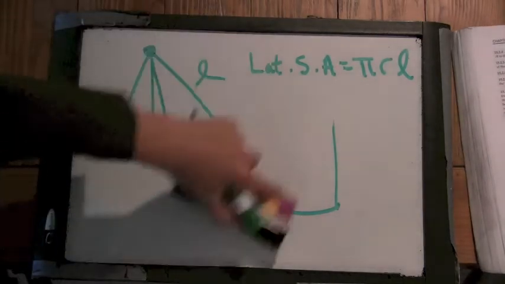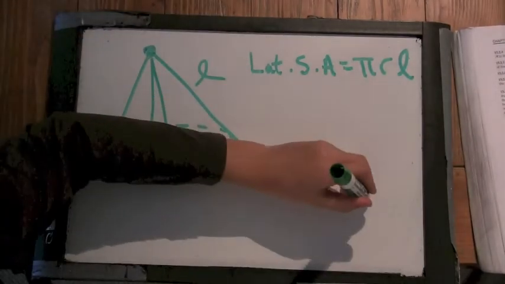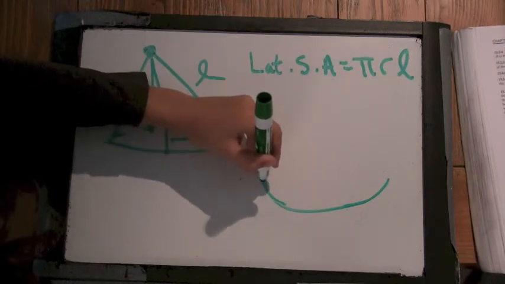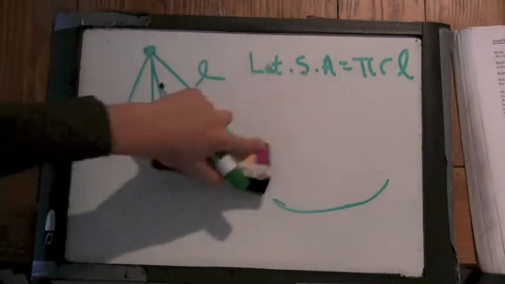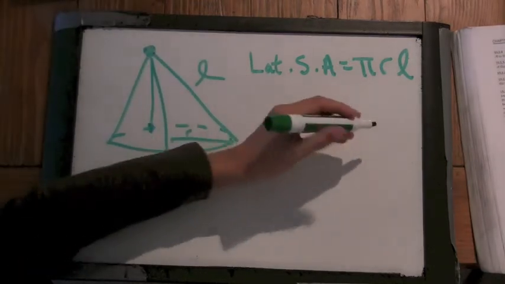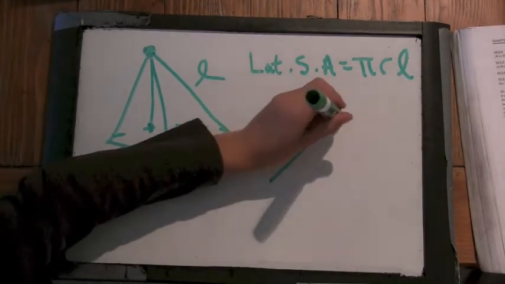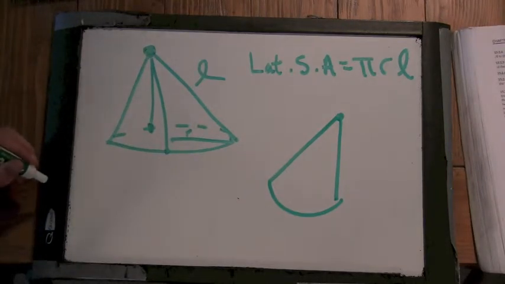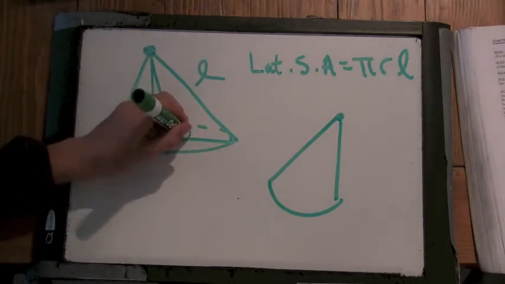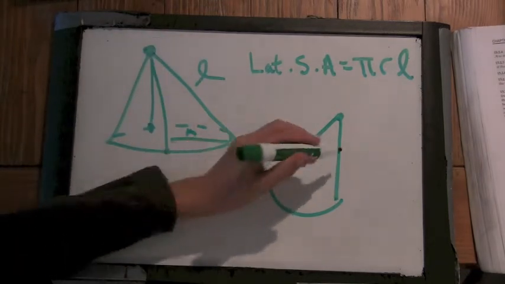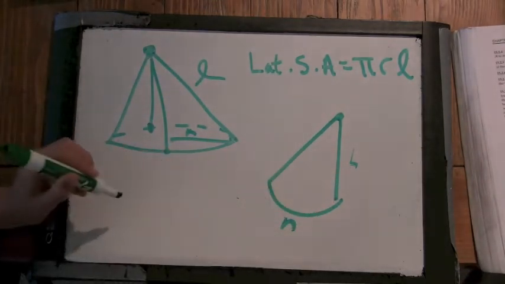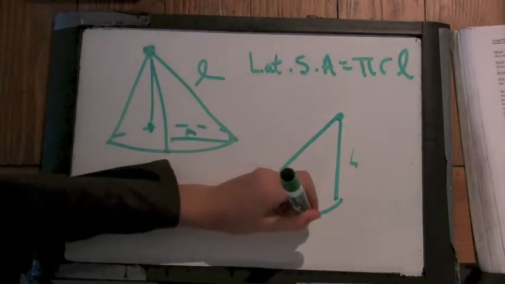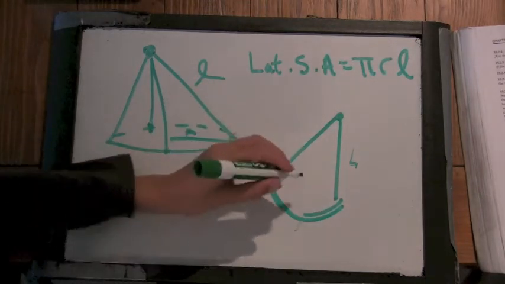So, let's draw this. It's tricky to draw. Yeah, that's a good way to do it. Okay, so you get a wedge of a circle. So if we call this R and this L. R isn't here, but this here, this is the circumference of the base.